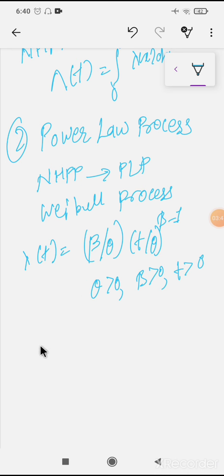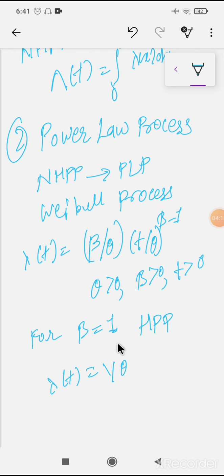So for beta equal to 1, the process reduces to the homogeneous Poisson process. As you can see, when beta is equal to 1, lambda(t) will be equal to, 1 minus 1 is 0, so this term will be eliminated, because anything raised to 0 is 1, and beta will be 1, so it will be just 1 upon theta. So it will be a homogeneous Poisson process.